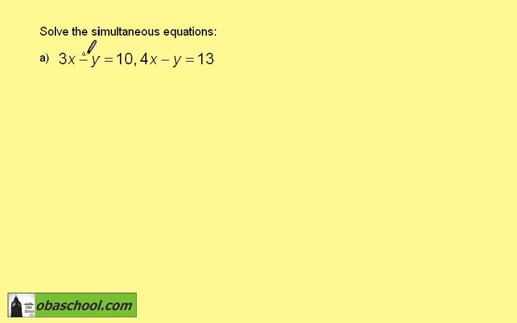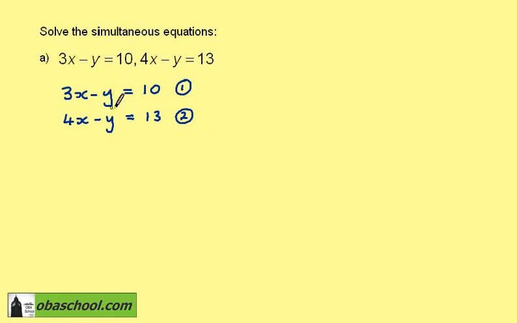We want to solve the simultaneous equations 3x minus y equals 10 and 4x minus y is 13. So we have 3x minus y is equal to 10, and we'll call this equation 1. We also have 4x minus y is equal to 13, which we'll call equation 2.